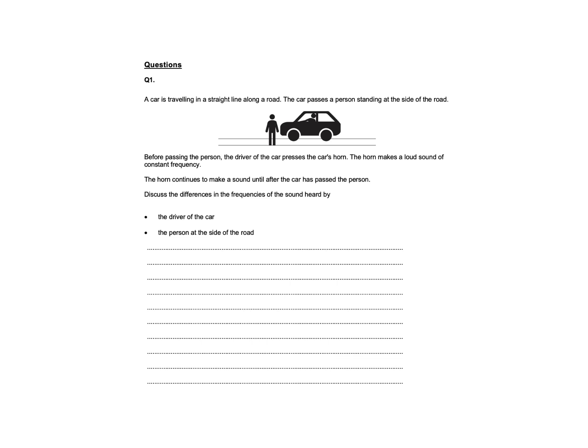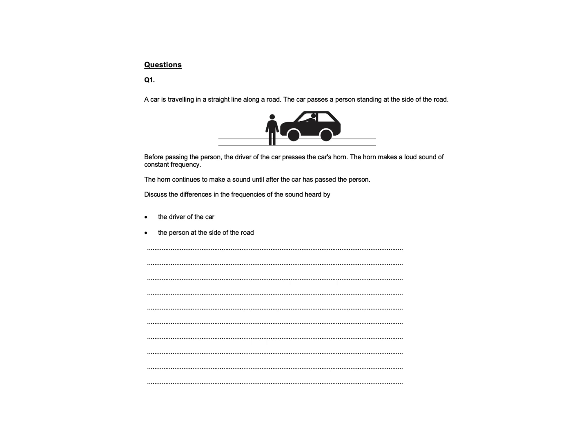We have a car travelling in a straight line along a road and the car passes by a person on the road. Before passing the person, the driver of the car presses his horn and the horn makes a loud sound of a consistent frequency. And the horn continues to make a sound after the car has passed the person. Discuss the differences in the frequency of the sound heard by the driver of the car and the person at the side of the road.